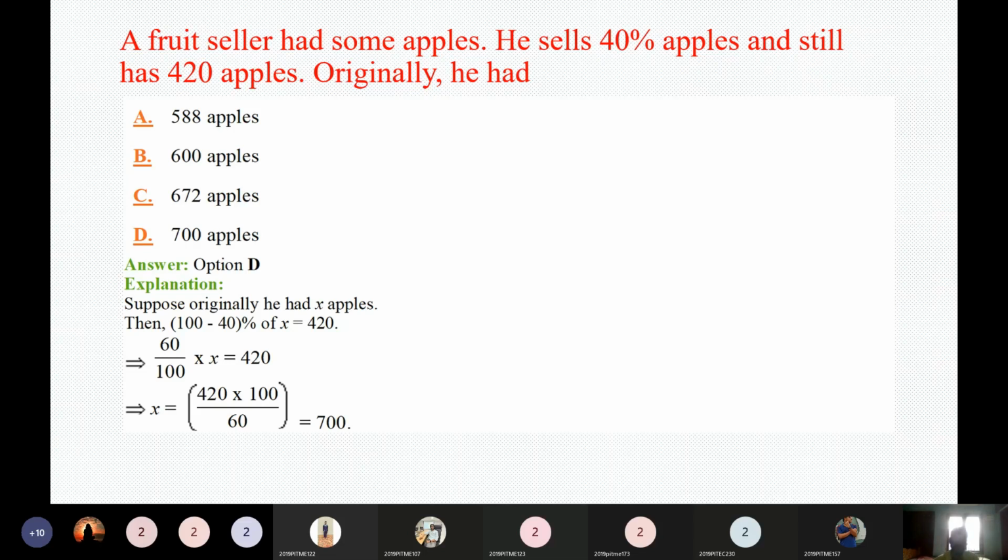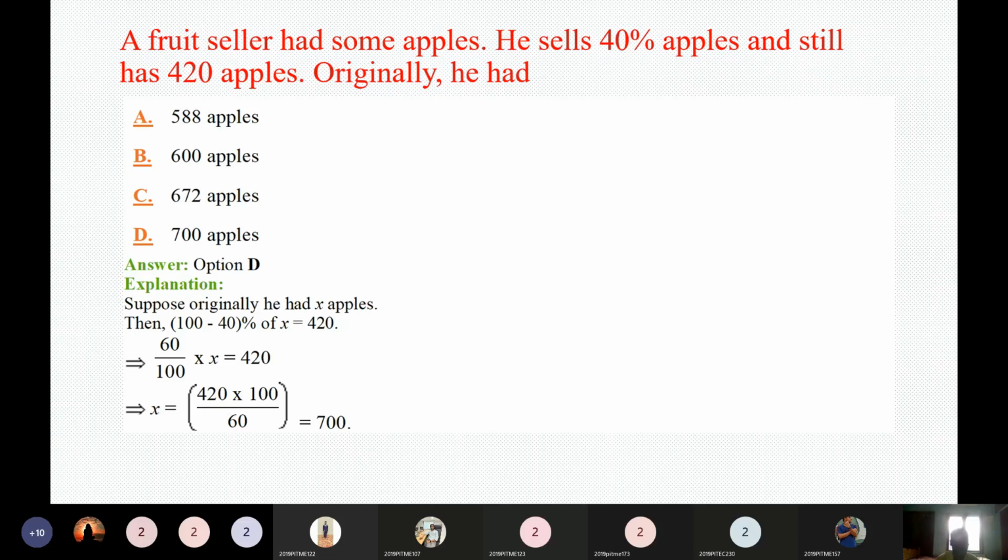Then take the LCM. If you simplify this, 3x by 5 equals 420, so 3 goes here and you simplify this value, and you get 700. I hope you are all comfortable with multiplication, addition, subtraction, all that. So initially he had 700 apples.